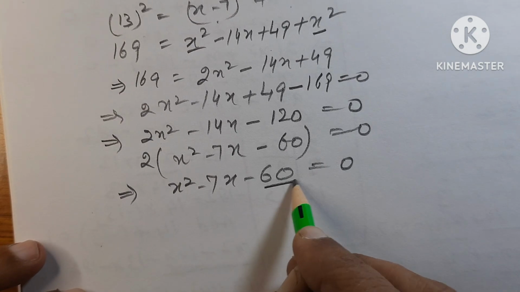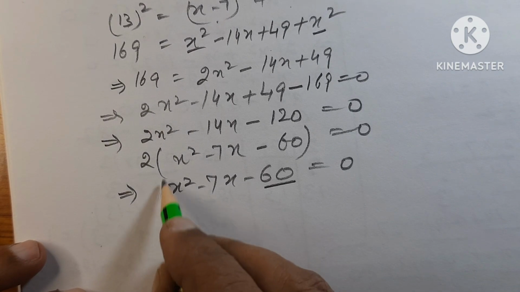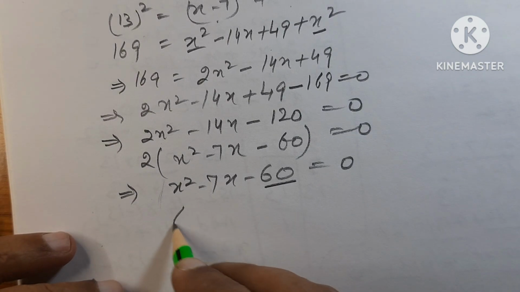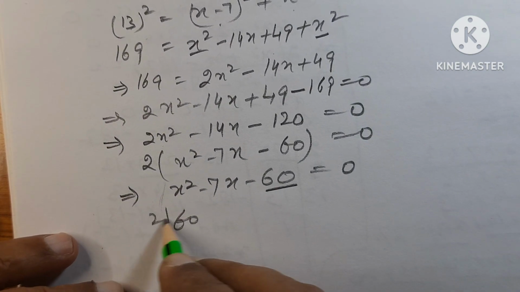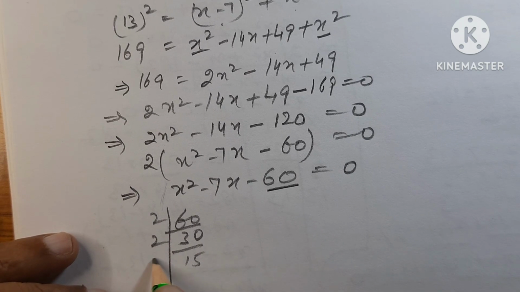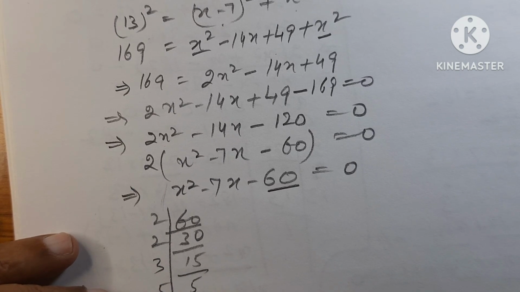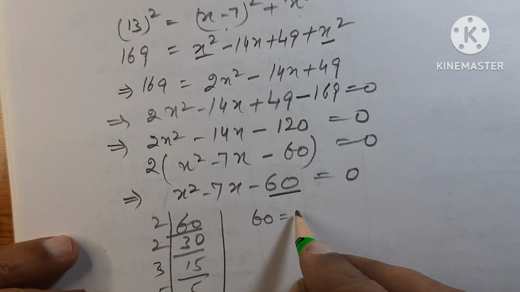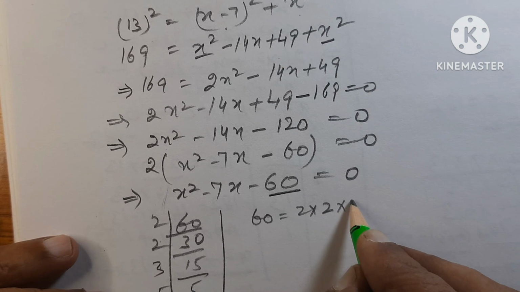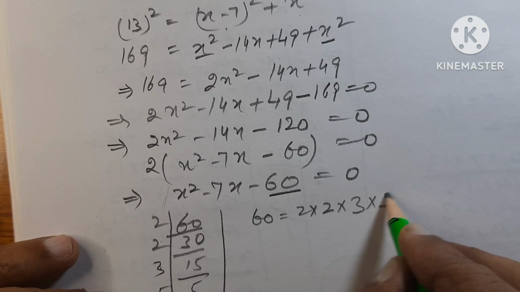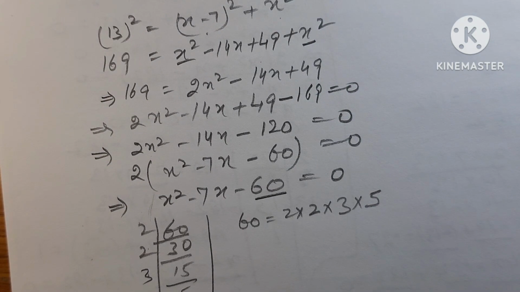Now we'll find the factors of 60 because the coefficient of x² is 1. So the factors of 60 will be 2, 3, 30, 2, 15, 3, 5, 5, 1, 15, 30, 60. That means 60 is equal to 2 into 2 into 3 into 5.